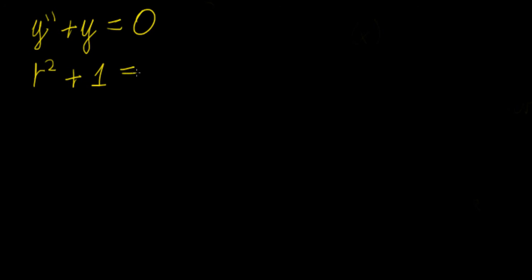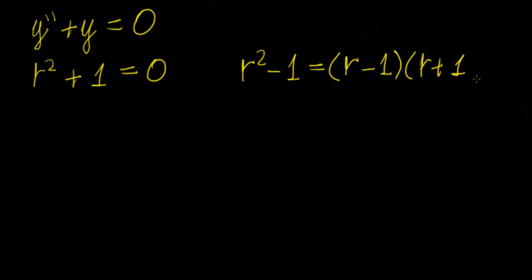And now for the last example, I'm just going to include the case for which the roots are complex. So let's have the differential equation y double prime plus y equals 0. So the characteristic equation is going to be r squared plus 1 equals 0. Now we can use the quadratic equation, but a quicker way is to use factorization. So we know that when we have something like r squared minus 1, that can be factorized as (r minus 1)(r plus 1).